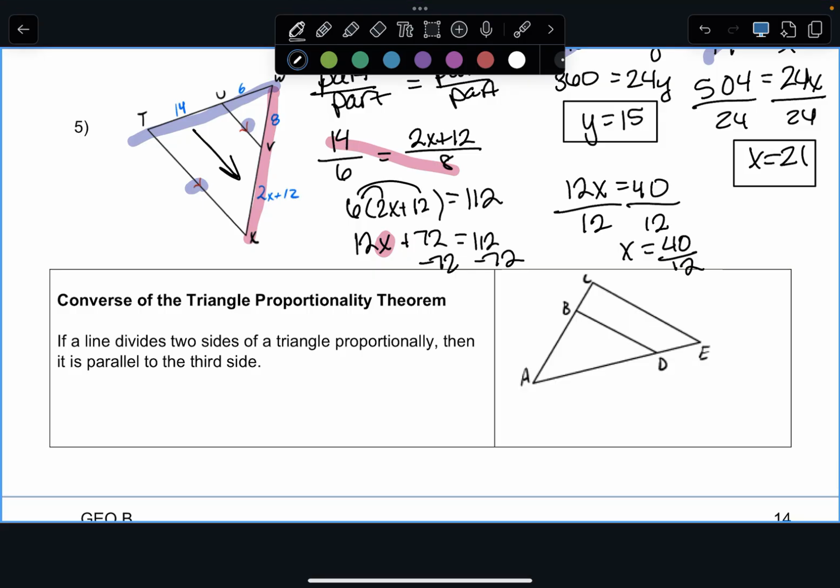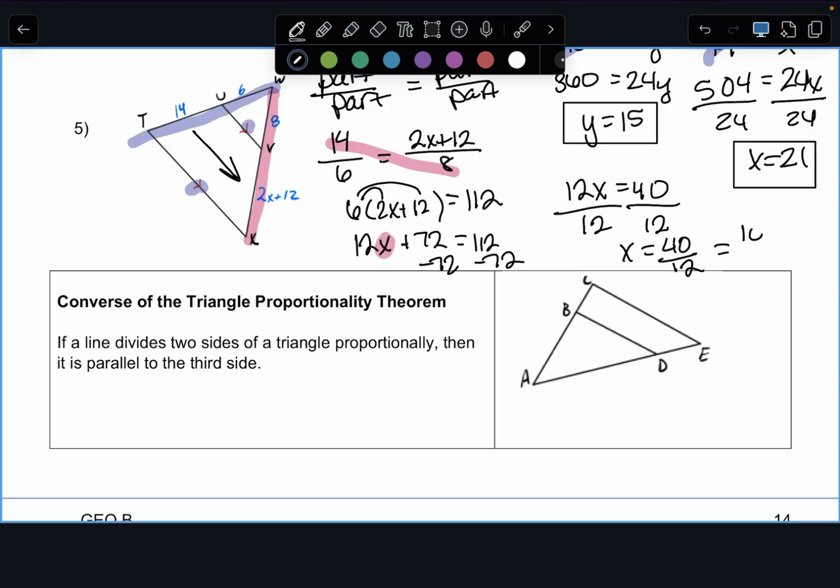Should I box that answer in and turn it in? No, because we can simplify it. What can I divide 40 and 12 by to simplify this fraction? 2. I can actually go more than that. A little bit more. 4. Let's divide by 4. 40 divided by 4 is 10. 12 divided by 4 is 3. So we get 10 thirds.